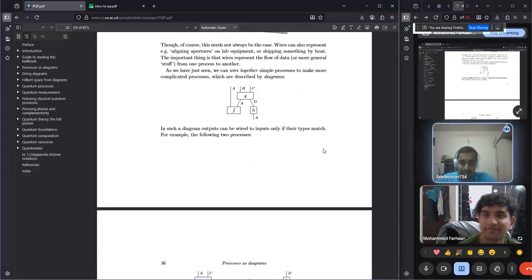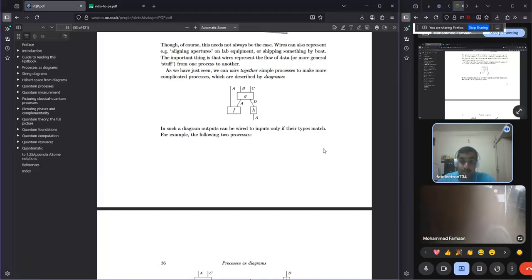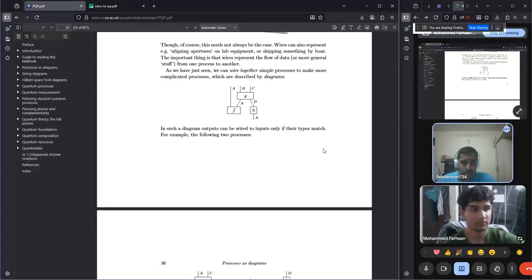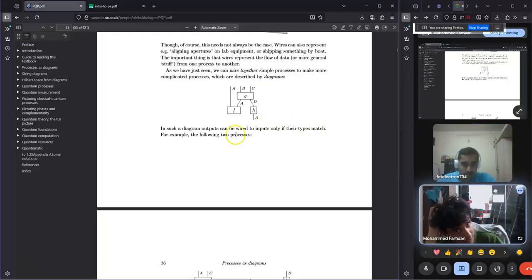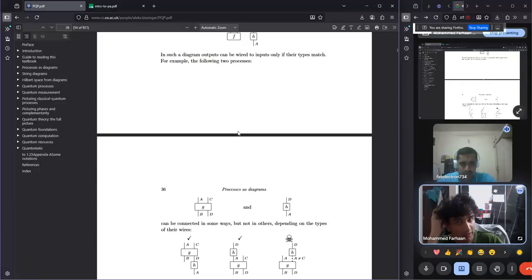Though, of course, this need not always be the case. Wires can also represent, for example, aligning approaches on lab equipment or shipping something by boat. The important thing is that the wires represent the flow of data or more general stuff from one process to another. As we have seen, we can wire together simple processes to make more complicated processes, which are described by diagrams.